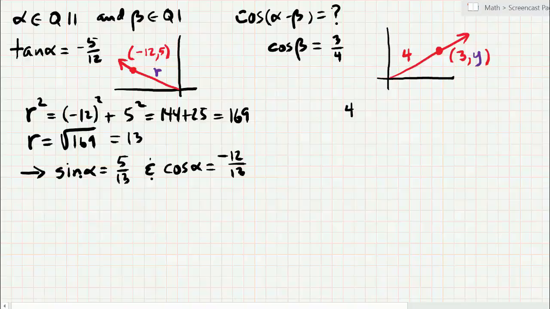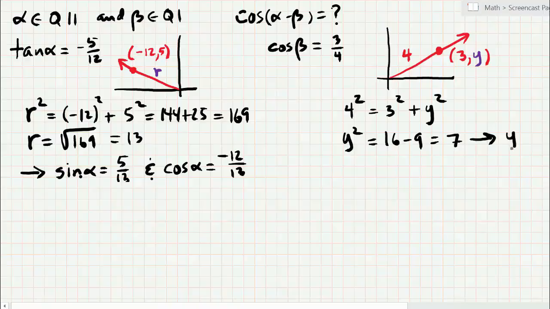Again, Pythagorean theorem, we'll use 4 squared is equal to 3 squared plus y squared. So this tells us that y squared is equal to 16 minus 9, which is equal to 7. And that tells us that y is equal to the positive square root of 7. And I'm choosing the positive square root because we're in quadrant 1 where y values are positive. We now know that the sine of beta is equal to root 7 divided by 4.